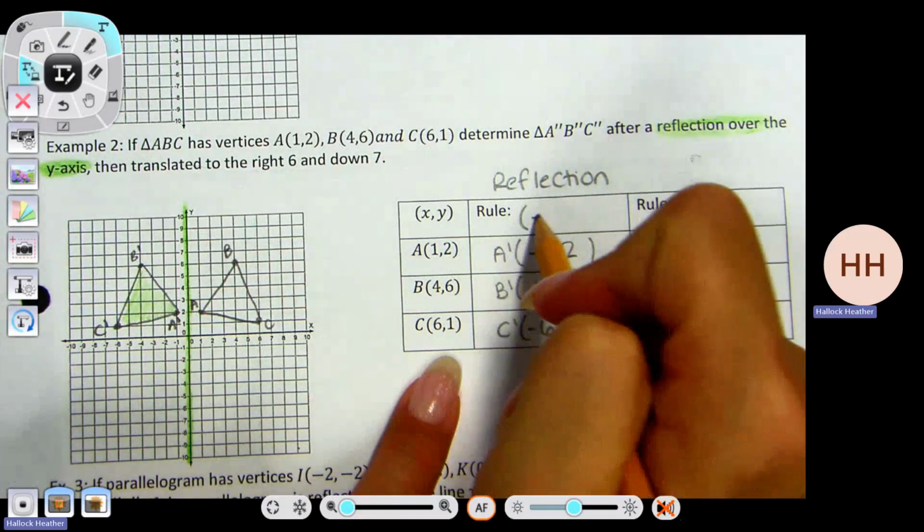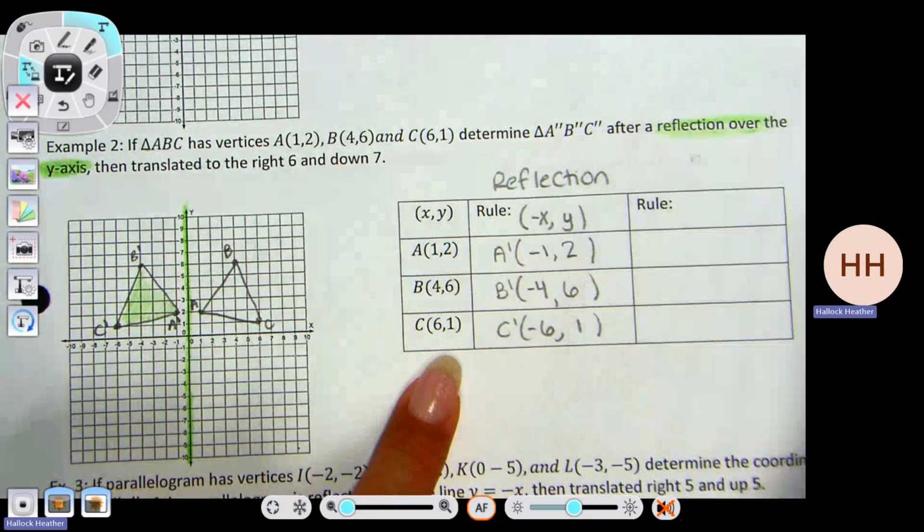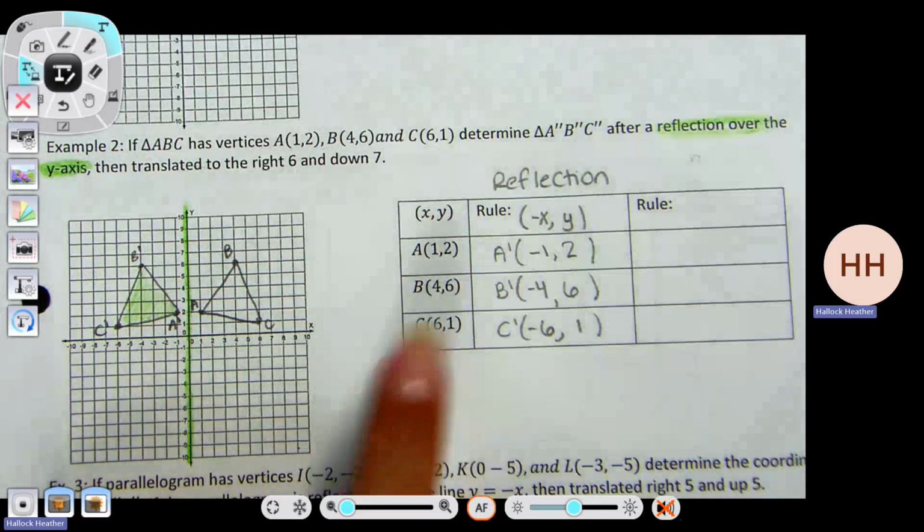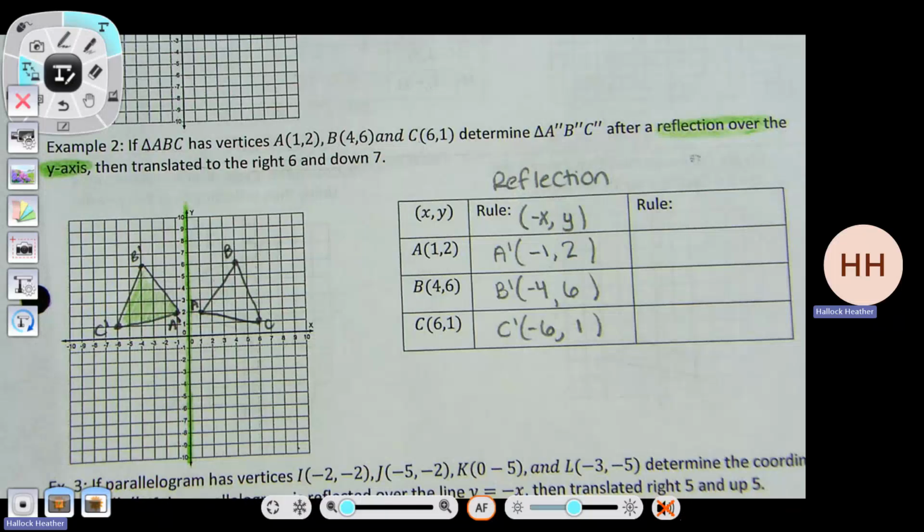And this is what I was talking about: if you can remember the rules on this poster, that would be ideal. But if not, this is okay because you can draw this on a piece of graph paper and figure out where we go. If it's a reflection across the y-axis, the X changes negative, the Y stays exactly the same. If you can't remember the rule, it's okay. Just graph it out, see where it goes.